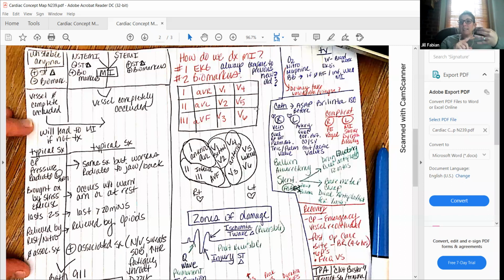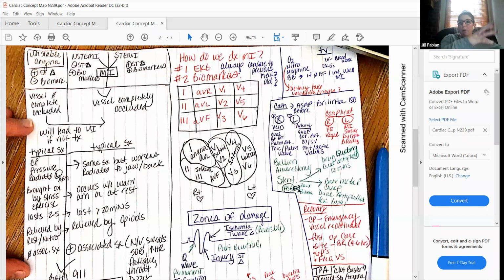If you rest and take nitro, the pain will go away. It's very controlled. You know what brings on the pain. But if it's different than what you normally experience, then we want you to come to the emergency room. If this is the first time you've had chest pain and we work you up, we're going to classify you as either stable or unstable.